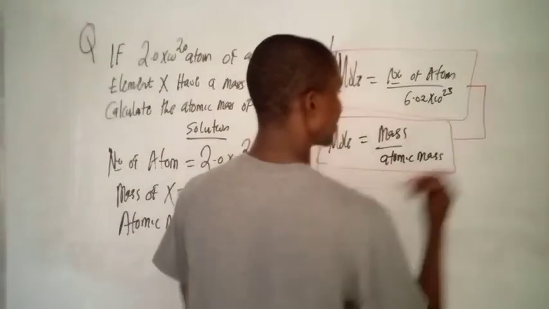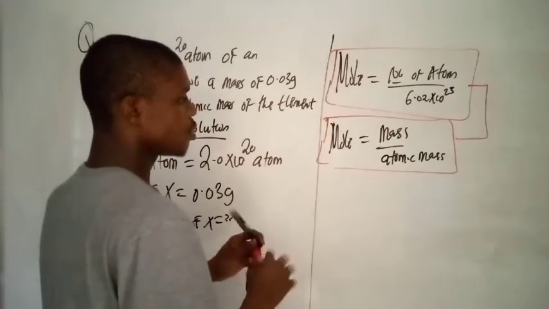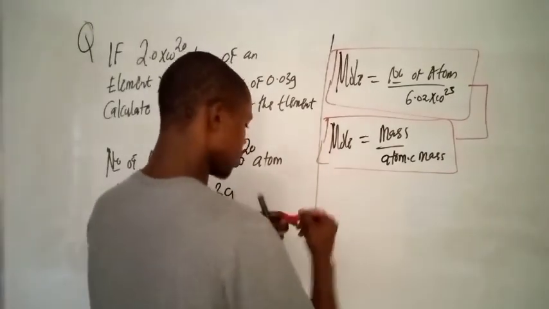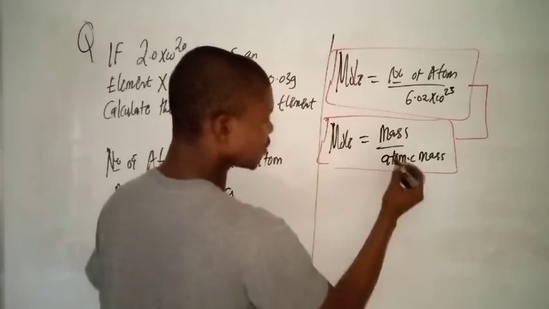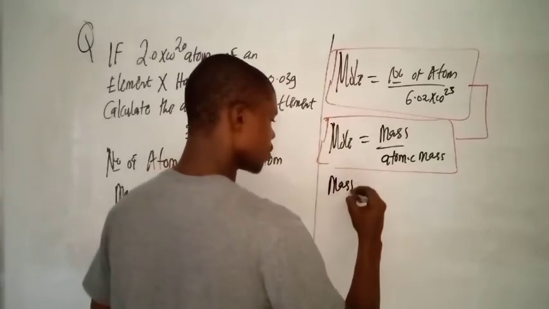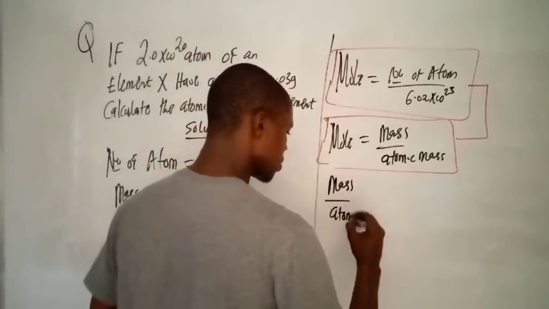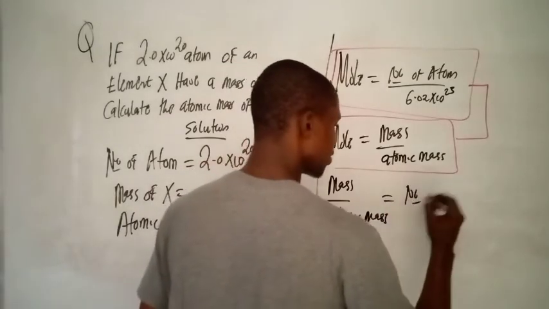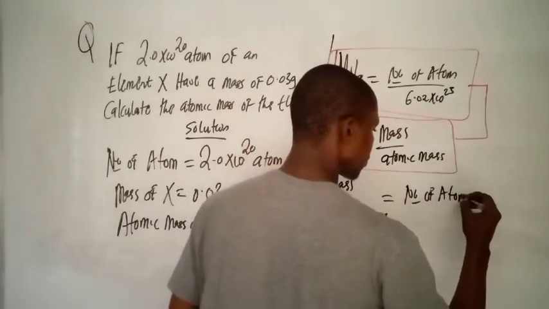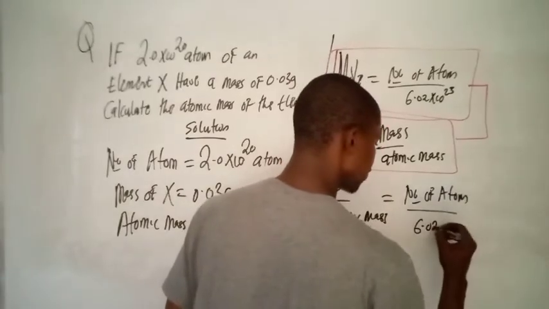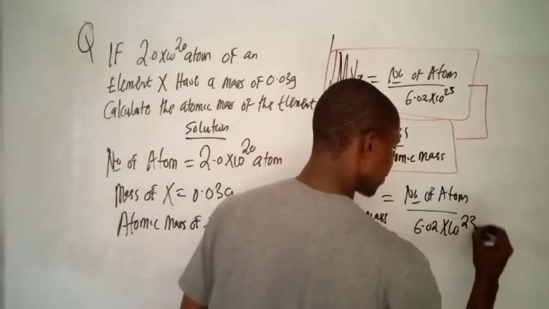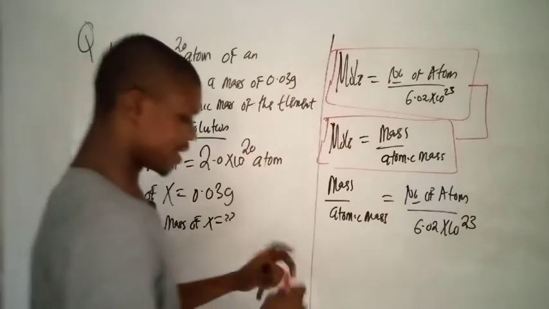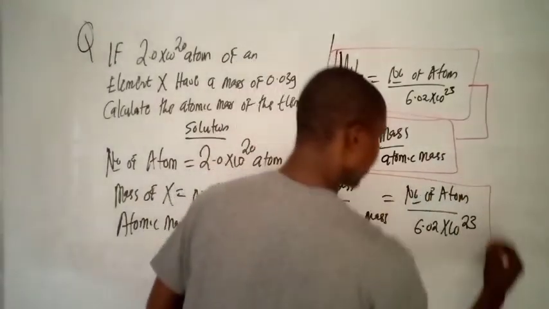So there are two formulas we are going to make use of in this calculation. If you relate the two of them together, here we have mass over atomic mass equals number of atoms over 6.02 × 10^23. So this is the formula we are actually making use of.